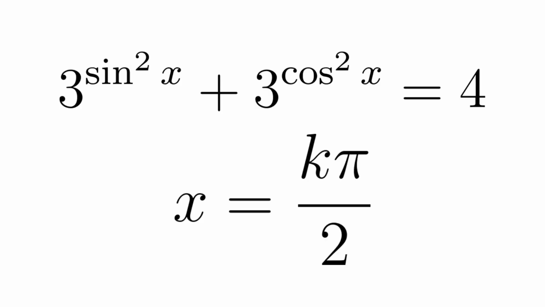So today's question was 3 to the power sine squared of x plus 3 to the power cosine squared of x is equal to 4. And the answer to today's question is that x is equal to k times pi over 2, with k being any integer.